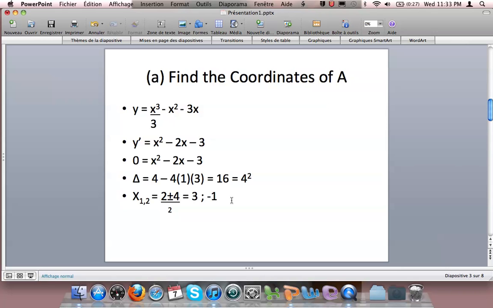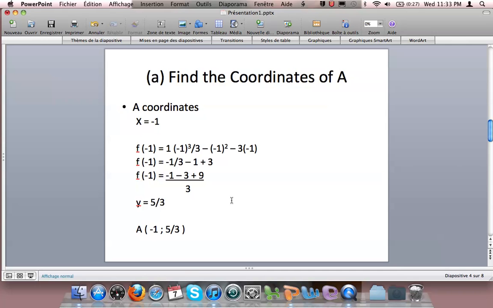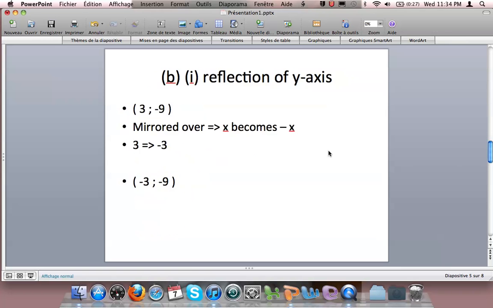So we already know B, so we're trying to find A. To find its coordinates, we plug the x we just found into the equation. So we do all the calculus. It gives us y equal to 5 divided by 3, which means that A's coordinates are minus 1 and 5 over 3. Then question B.